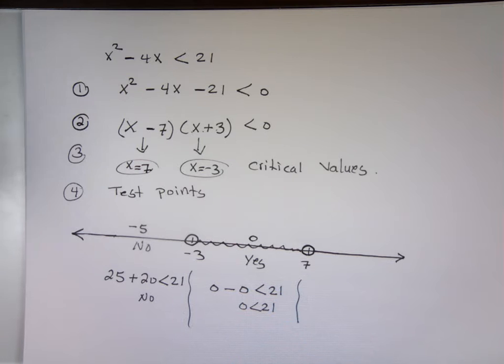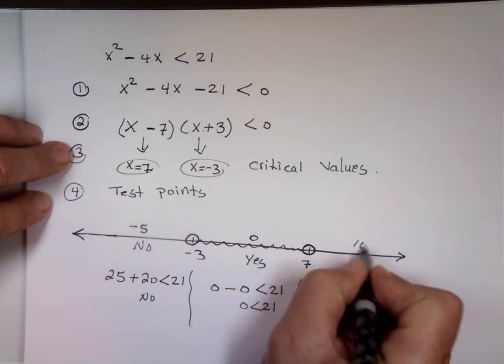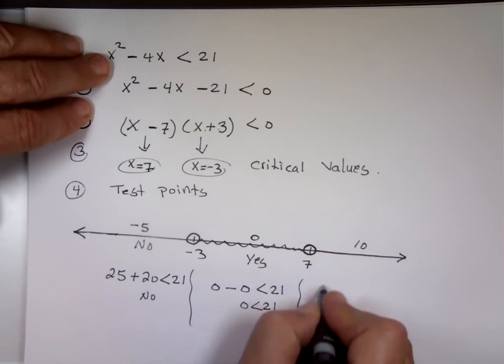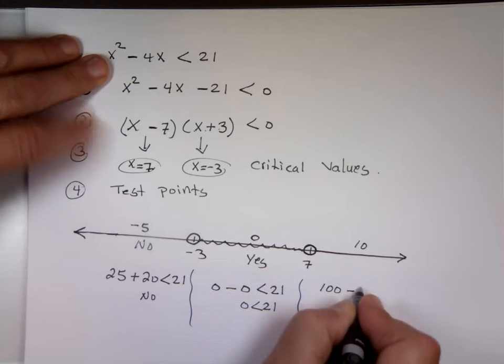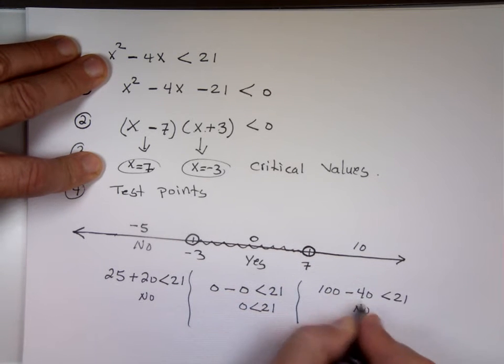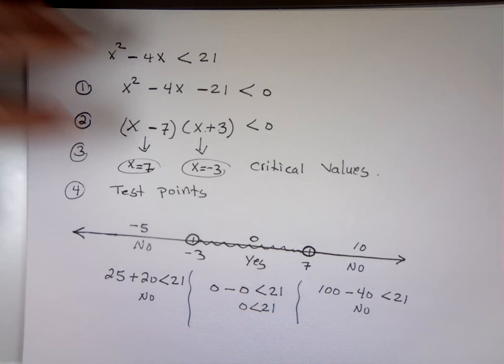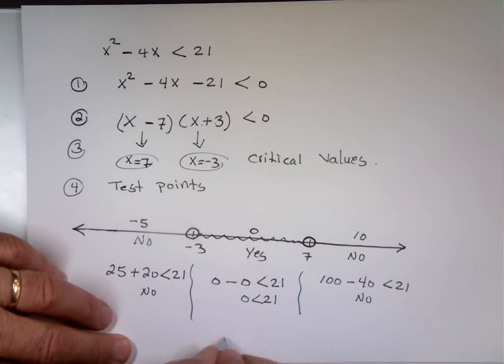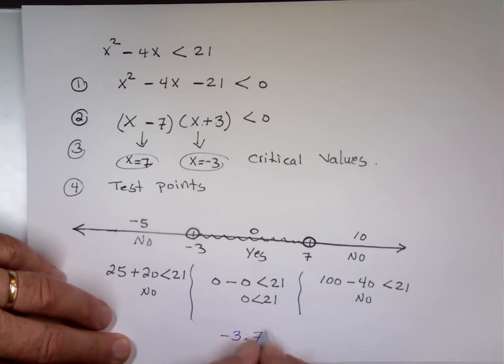Now what about bigger than 7? 10? Any number. 10 squared, 100 minus 40. Is that less than 21? No, I don't have to waste my time on it. So where's my solution? From where to where? Negative 3 to 7, none of them included.